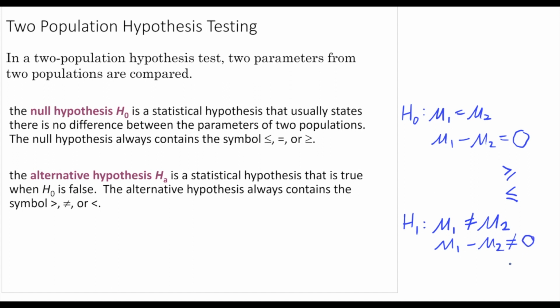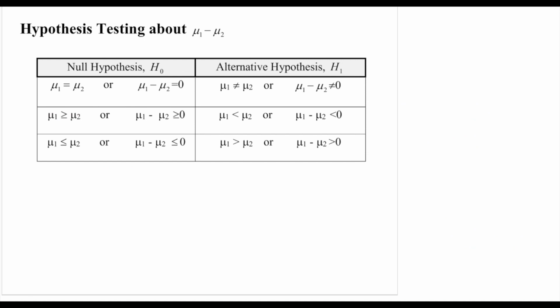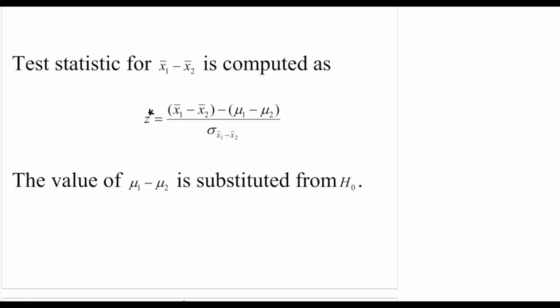And depending on the question, sometimes we would like to check whether mu1 is less than mu2 or mu1 is greater than mu2. So what we've discussed just now is simplified in the table here. It could be written as this or this, and both are correct. The test statistic for hypothesis testing of the difference of the means of two groups for large samples is given as the one here.